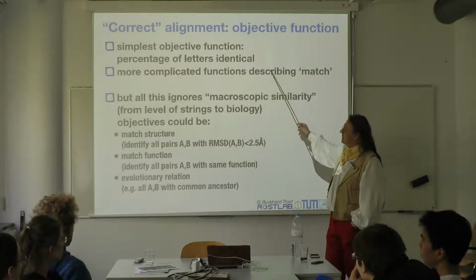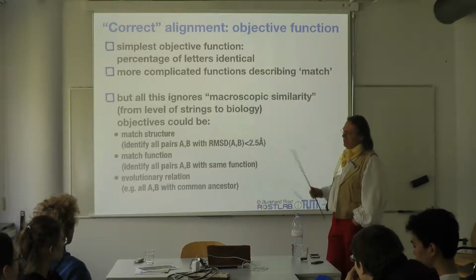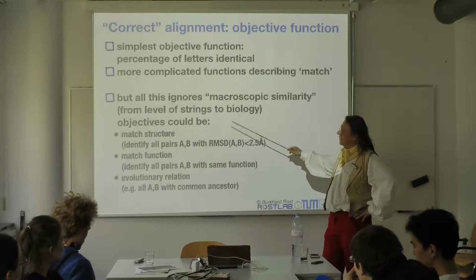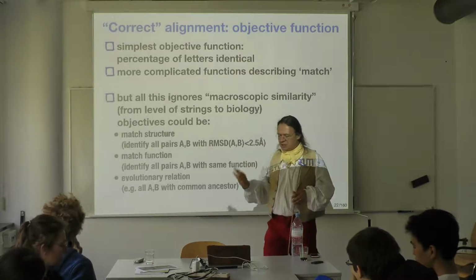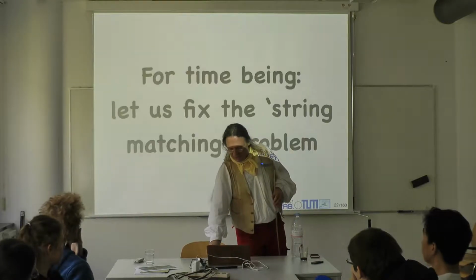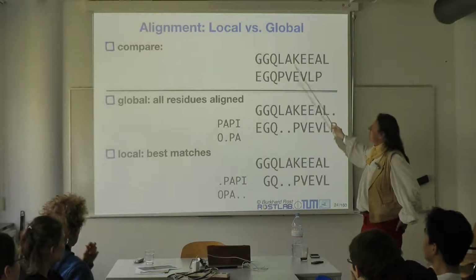There are more complicated functions. We will briefly talk about that. And it clearly ignores the meaning, the biological background. It ignores that we need to match structure, match function, or evolutionary relations. It's just sequence match. Let's look at the string aligning problem. So we compare these two sequences.